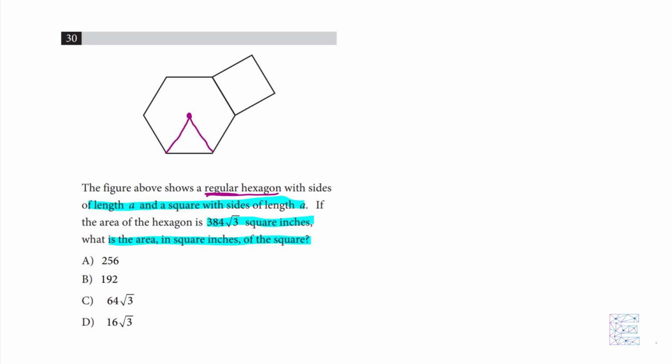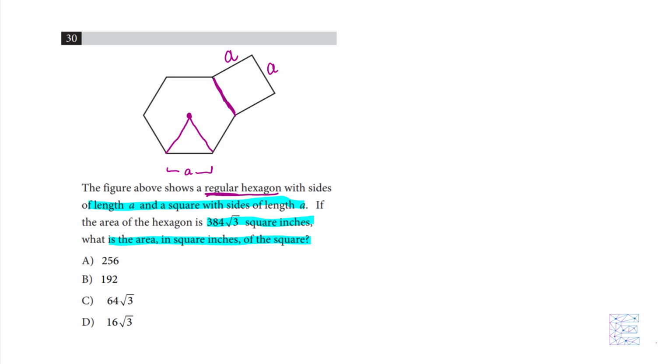We are told that the side lengths of that hexagon are A units long. So this is going to be A from there to there. Oh, and by the way, because this is a regular hexagon, we know that this side here is A, which means the sides of this square are also A and A.